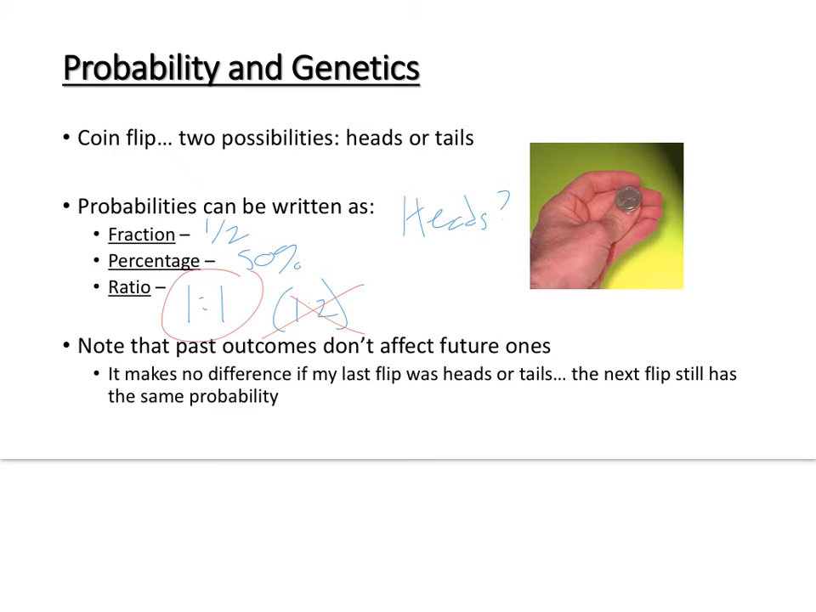Now, also realize that on a coin flip and in genetics, past outcomes don't affect future outcomes. If I flip a coin and it lands heads up, the odds of heads or tails on the next coin flip are still the same, still 50-50. Even if I flip it 50 times and get heads every single time, on that 51st flip, heads or tails is still equally possible. This is the same way it works in genetics. Each reproduction event is its own new event, and so the outcome of other events does not affect the one that we might be studying.